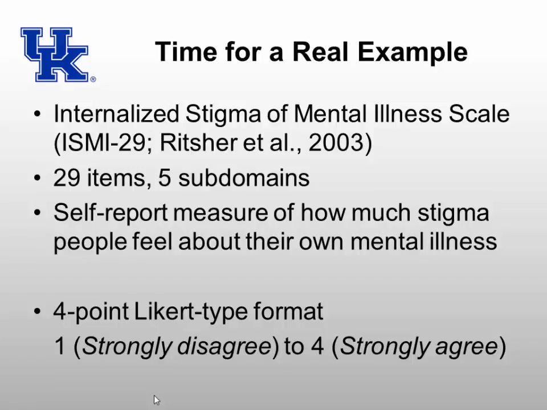So, real example time. Internalized Stigma of Mental Illness scale, it's got 29 items, 5 supposed subscales, with clusters of items loading onto these 5. It's a self-report measure of how much stigma people feel about their own mental illness. It's a 4-point Likert type format, so people can mark 1, strongly disagree, 2 disagree, 3 agree, 4 strongly agree, one of those 4 choices.